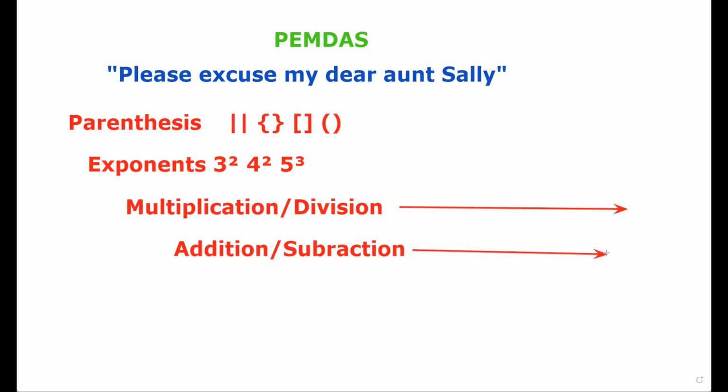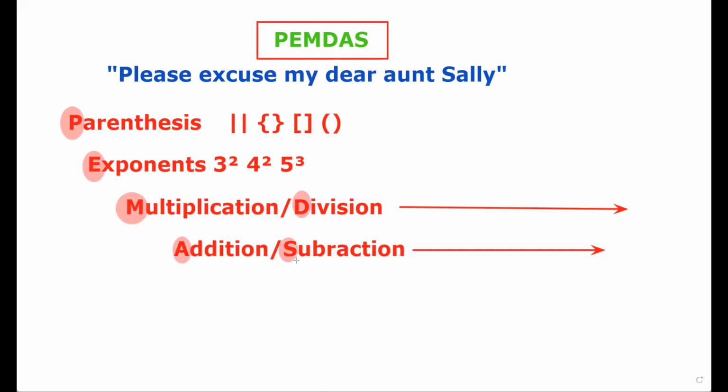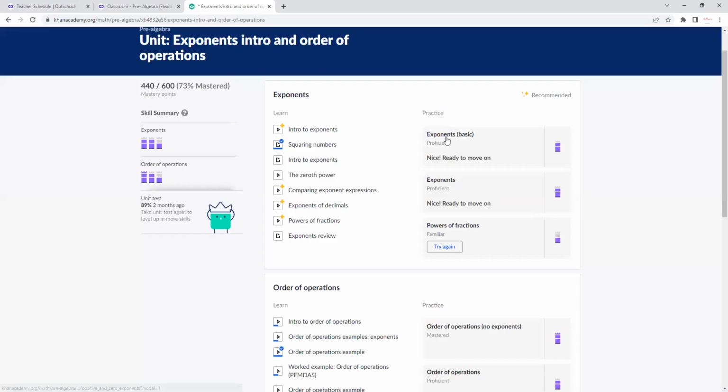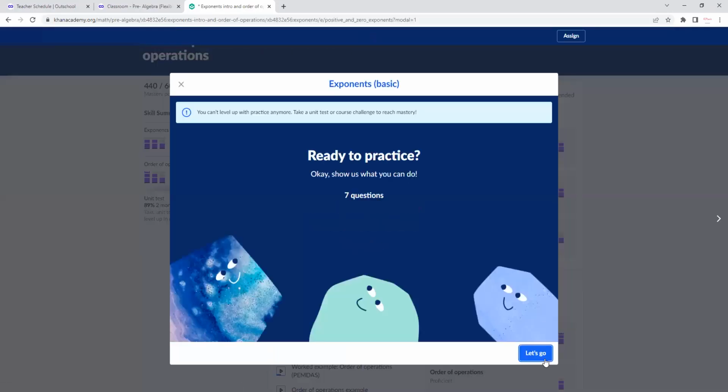So if you ever forget the order, you can just say PEMDAS, or please excuse my dear Aunt Sally. So parentheses, exponents, multiplication, division, addition, subtraction. So the unit on Khan Academy first goes over exponents, and exponents look like this.